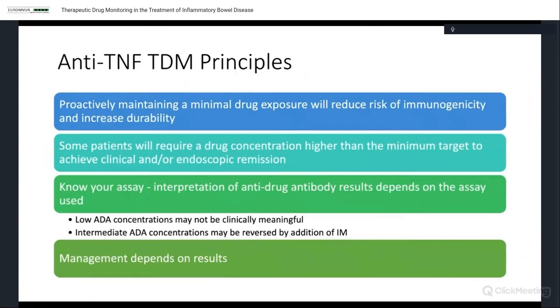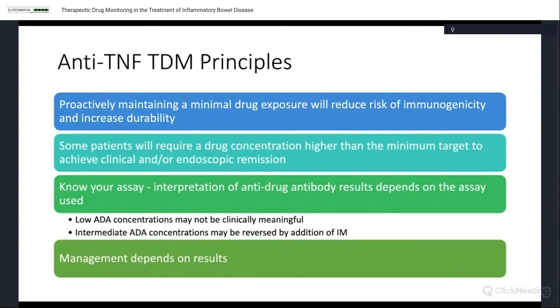Here I'd like to propose some principles that I use in my practice for TDM. So proactively maintaining a minimal drug exposure will reduce risk of immunogenicity and therefore increase durability. Some patients will require a drug concentration higher than your initial minimum target to achieve clinical and/or endoscopic remission.